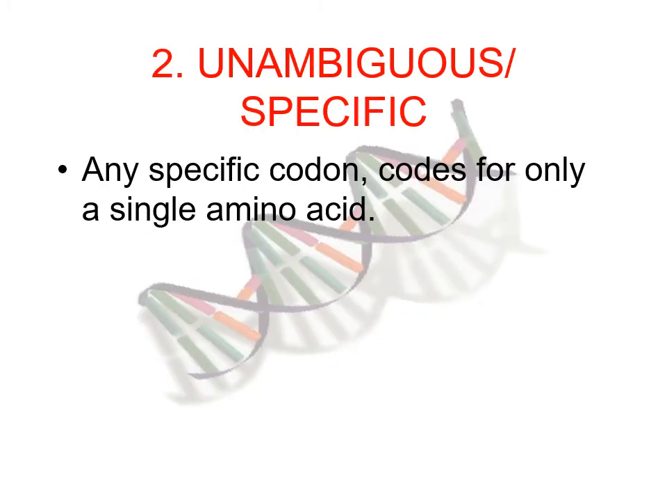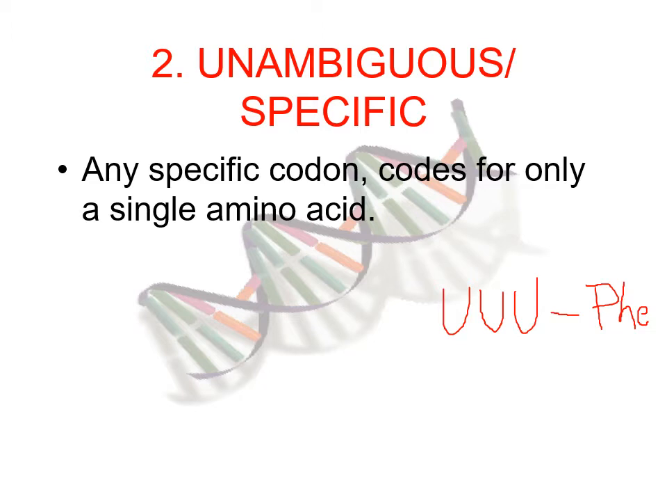Another important characteristic feature of the genetic code is that it is unambiguous or specific. What it means is a specific codon codes for only a single amino acid and it does not code for any other amino acid. Now these two concepts, unambiguous and degeneracy, should not be confused. Let me explain this with the help of an example. The codon triple U, that is U, U and U, codes for phenylalanine. I'll write it as PHE, which stands for phenylalanine. So this triple U codes for phenylalanine but does not code for any other amino acid.